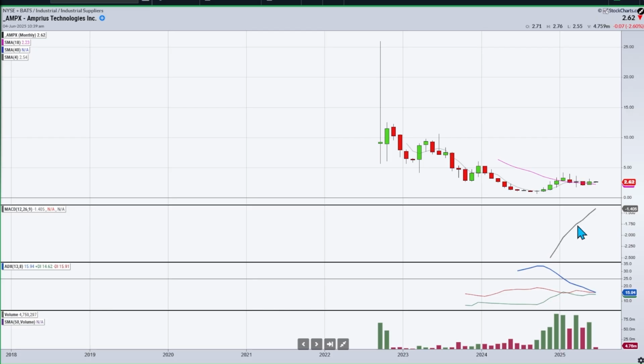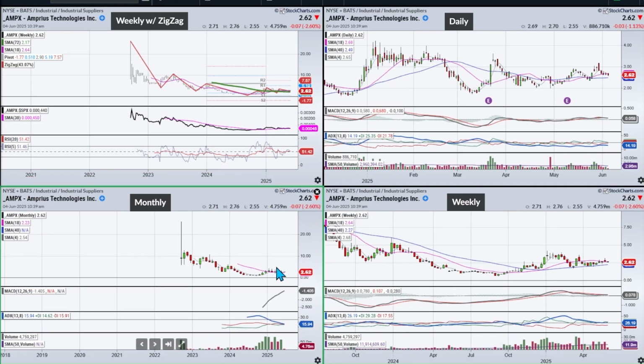And if you notice, the MACD line is going straight up. We don't actually have a signal line yet, but the MACD line is going up, and these lines are going down. I call this a counter-parallel signal, and it's one of the MACD patterns from my course. So we want to be on the lookout for that. I think that's an encouraging sign.